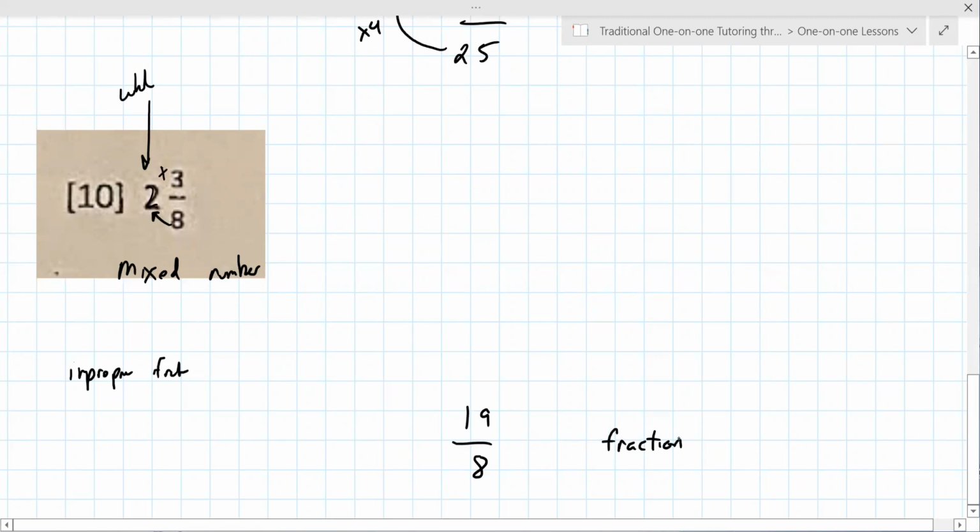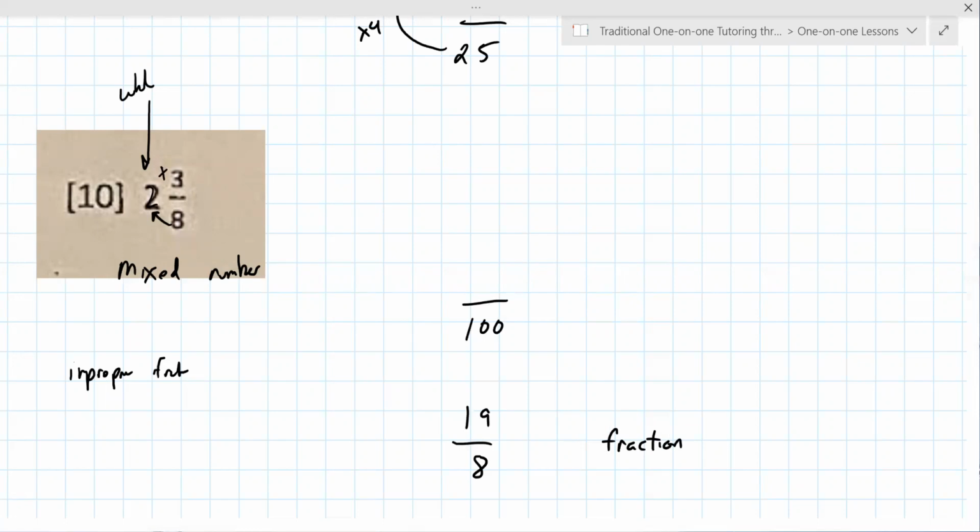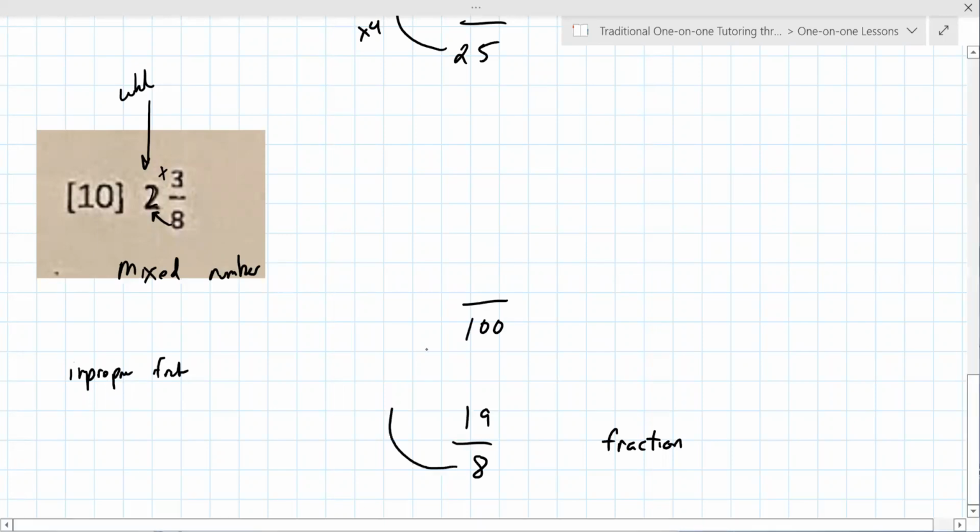In the previous problem, we could just go right to 100. The problem is that 8 kind of goes into 100. I don't know what you're allowed to do. You get there by multiplying by 12.5. Maybe, I don't think we can do that. You probably don't know that here.